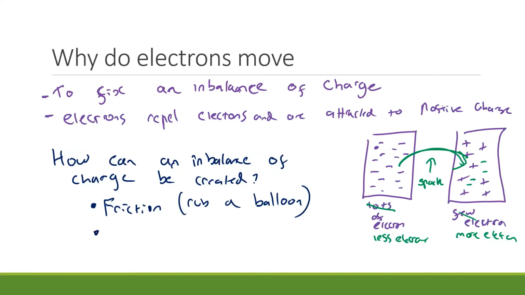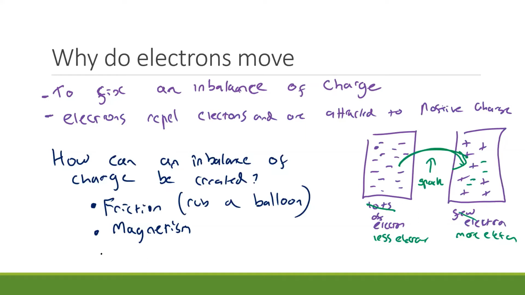Another way that we can get an imbalance of charge is because of magnetism. Electrons have a magnetic field attached to them. So if you can move electrons around with magnets, you get electron movement, you can create a charge imbalance, and that can lead to electricity. Or in fact, you can just move the electrons with the magnet, and that will create some kind of field and so on and so forth. So magnetism is another way.